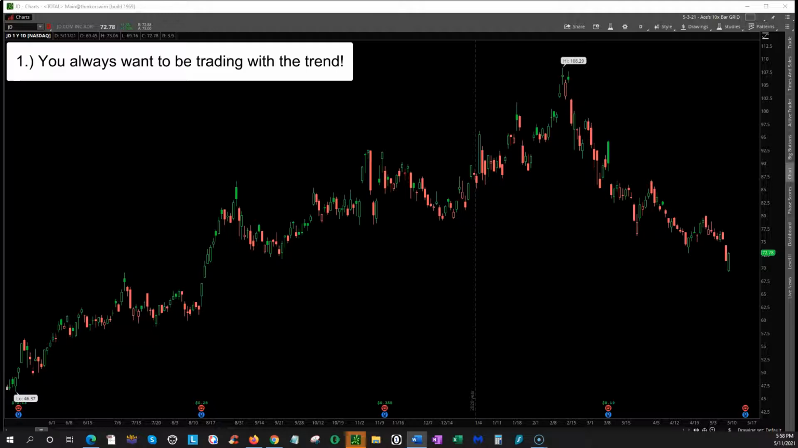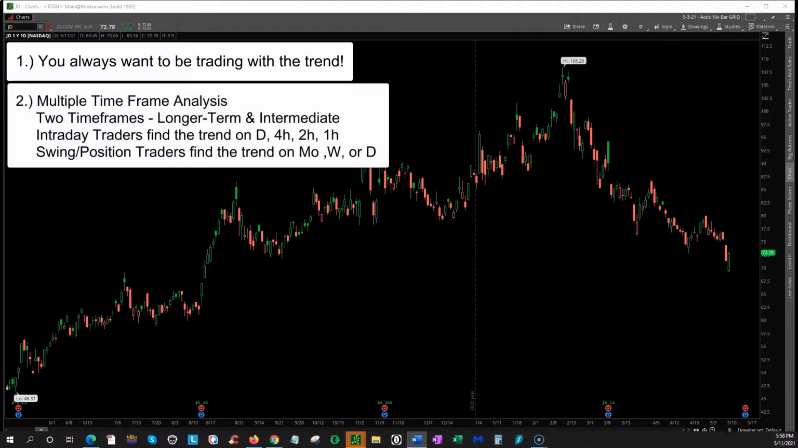Now, Elder believes in using something called multiple time frame analysis. When analyzing the markets, he believes the trader should be looking at least two time frames, a longer term time frame and an intermediate time frame. Now, if you're an intraday trader and you're going to trade within market hours, depending on your hold time, you're going to want to be trading with the trend on a daily, a 4-hour, a 2-hour, and or a 1-hour chart. If you're a swing or position trader, you're going to want to be trading with the trend on the monthly, the weekly, and or the daily charts.